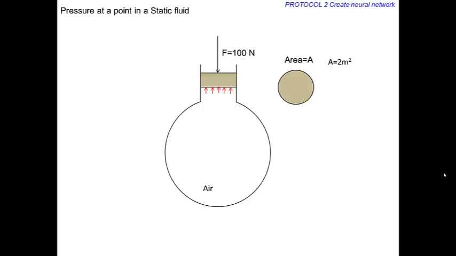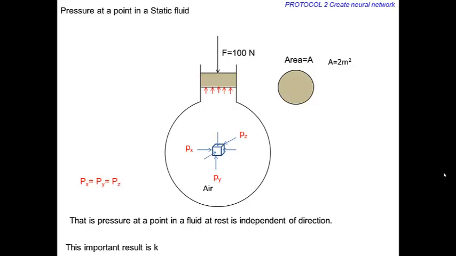To better understand this, consider a differential volume element of air within the continuum approximation. Imagine that air surrounding this volume element exerts force on each side of this element. This force per unit area is the pressure exerted by the fluid on this imaginary, static fluid element. Since the element is in static equilibrium, we can show that the pressure acting on this fluid element, from all surrounding directions, is the same. That is, pressure at a point in a fluid at rest is independent of direction. This important result is known as Pascal's law.